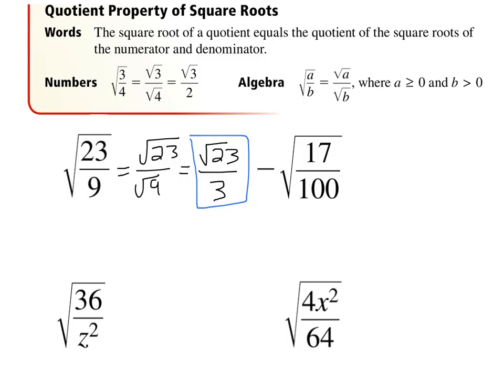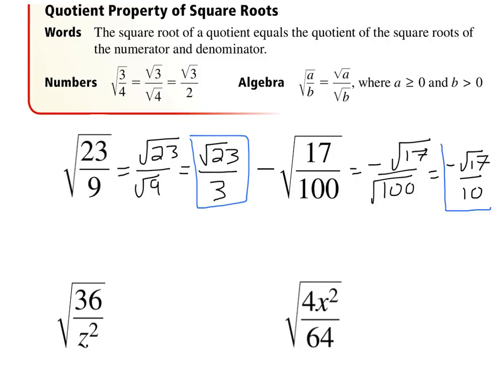Let's do the same type of thing for the second problem up top. Negative square root of 17 over 100. I keep my negative, and I'm going to make it square root of 17 over the square root of 100. Once again, I don't want to have a radical in my denominator, but it will simplify. And so I end up with negative square root of 17 over 10. And that fits the descriptions I had before. 17 is prime, so we're good to go. So that's going to be actually my final answer.